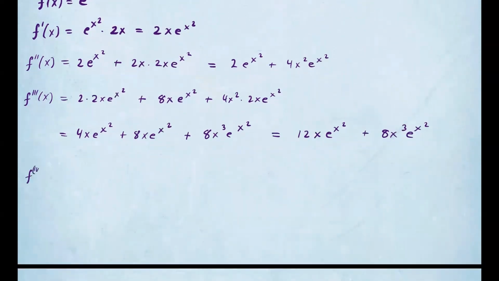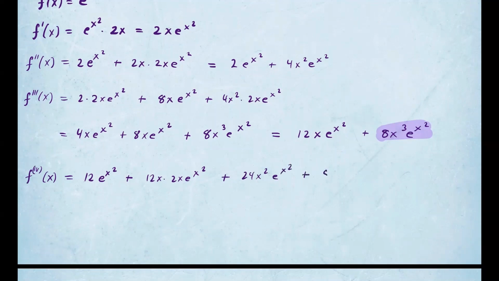We need the fourth derivative, and then we're going to find the maximum value of that fourth derivative function. Let's differentiate this first. Using the product and chain rule, the derivative of 12x is 12 e to the x squared, plus keep the 12x and differentiate e to the x squared, that's 2x e to the x squared. Plus, now we go to the next term. The derivative of 8x cubed is 24x squared e to the x squared, plus keep 8x cubed and differentiate e to the x squared, that's 2x e to the x squared. All right, that's done, not so bad.